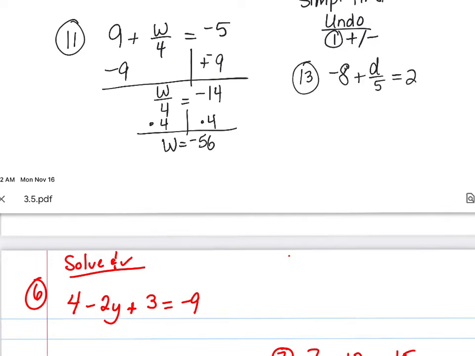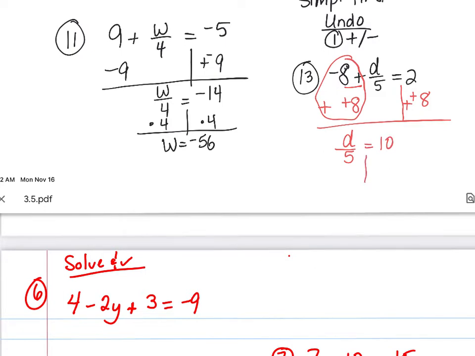Okay, there's nothing we can simplify, so what we're going to do is put our wall up. Do you see how they're adding negative 8? What are we going to do? Subtract what number? Negative 8, the exact same number. Well, that's a double negative, so I'm going to keep change opposite here, keep change opposite there. Is negative 8 plus 8, do they cancel? Yes. I'm left with D over 5 equals 10.